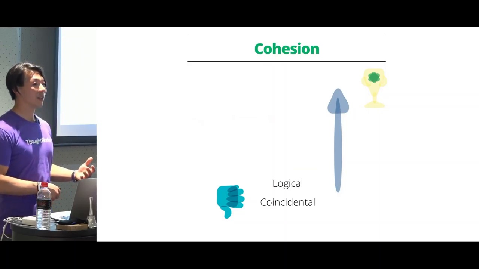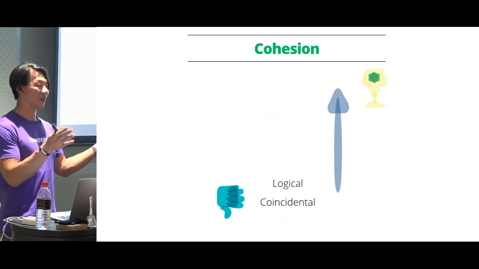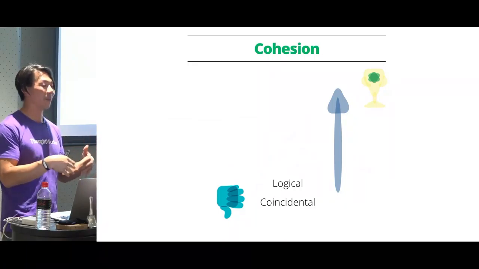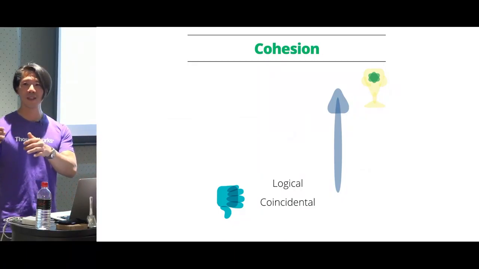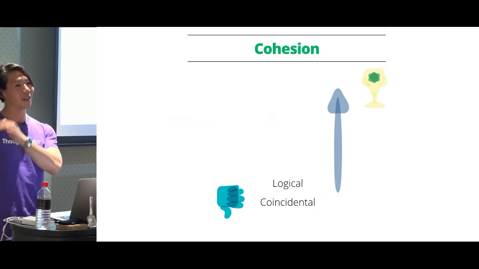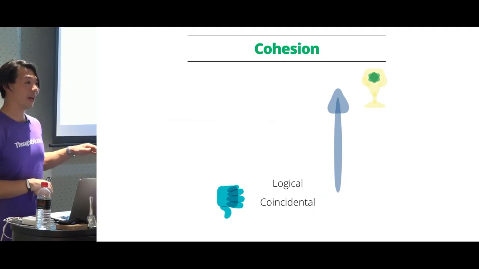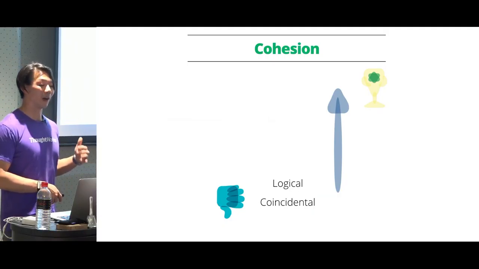And the logical level is thinking about, oh, okay, well, this stuff deals with the database stuff, so I should stick all the database stuff together. Or maybe this is the stuff that deals with all payment stuff, and I'll stick all of that stuff together. So it's still better than coincidental, but it's still actually very low.